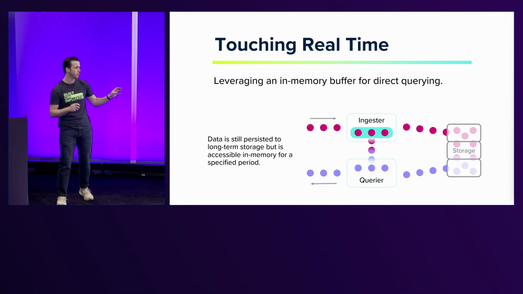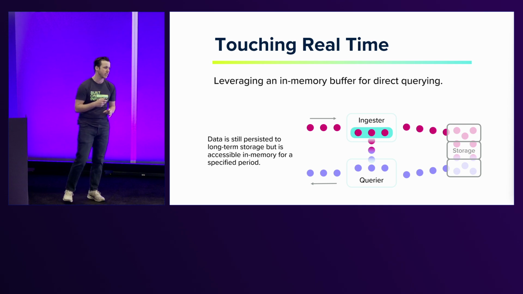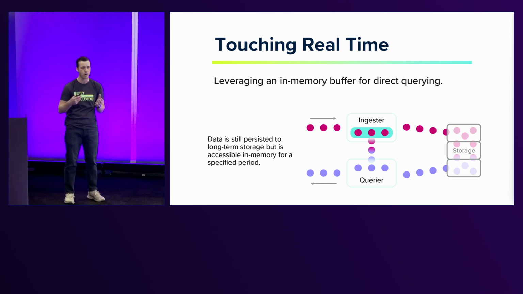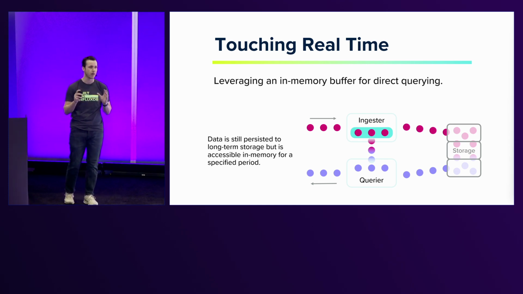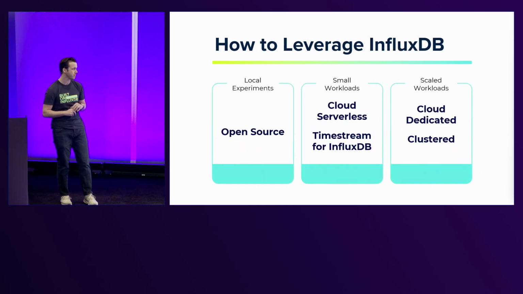So that data will still be persisted to that long-term storage, but you're just getting that access to that data so much faster because you don't have to wait for it to be persisted, modified, transformed, and turned into a specific data file format. You can ensure you're getting access to it a lot faster in that pathway.